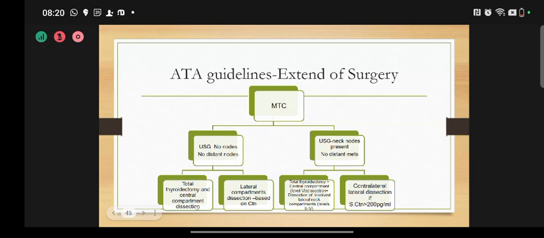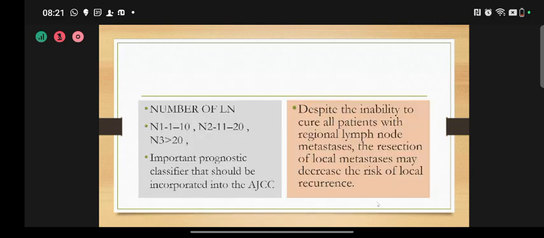Again, this plan changes from surgeon to surgeon, and the lateral compartment dissection is actually based on calcitonin levels. If the USG is positive, showing any neck nodes without any distant mets, we can do a total thyroidectomy with central compartment dissection, along with dissection of the involved compartment. Again, the contralateral neck dissection, the lateral compartment dissection, will be based on serum calcitonin, and it should be done if the calcitonin is more than 200.